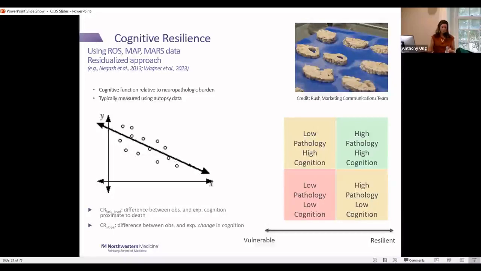That's a mouthful, but basically it's creating a single index that's an estimate of how resilient or vulnerable they are to neuropathology. So that residual has served as our outcome. Higher scores indicate that someone has better cognition than expected given their neuropathologic burden, and vice versa. Lower scores indicate that somebody had worse function than expected, or lower resilience.